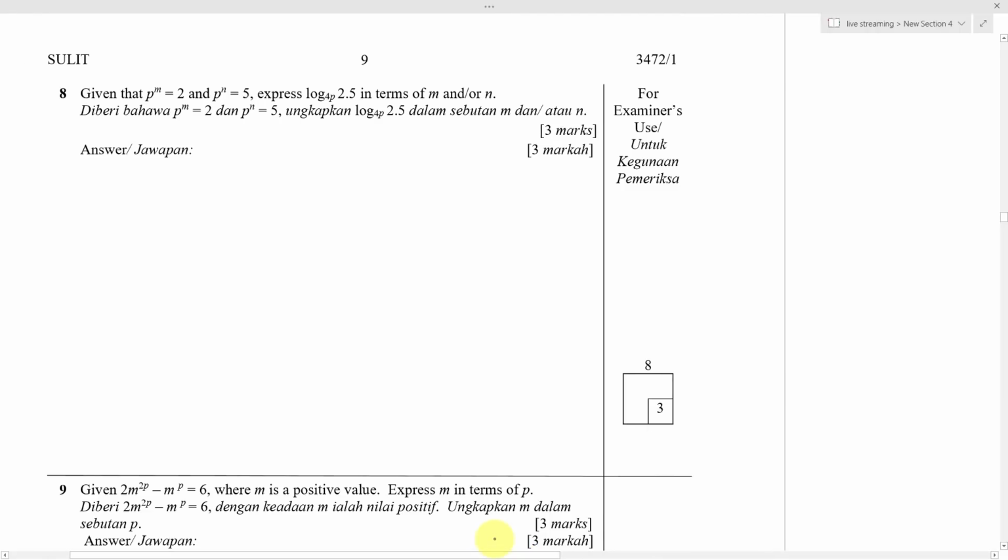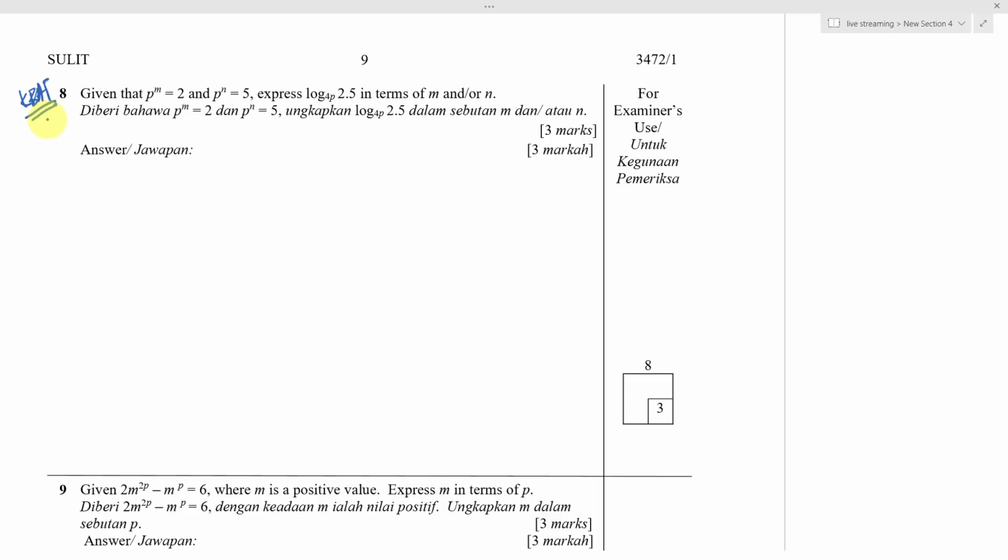Alright, so I would say this log question is considered a KBAT. It's not very hard, but it's harder than a lot of the log questions I solve. So I will call this a KBAT log question.